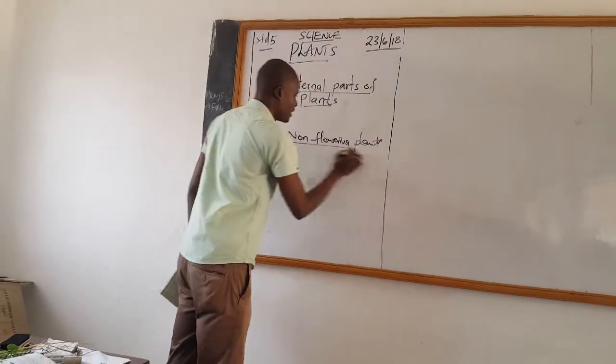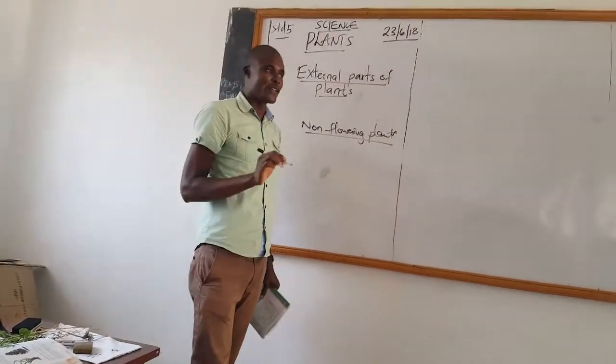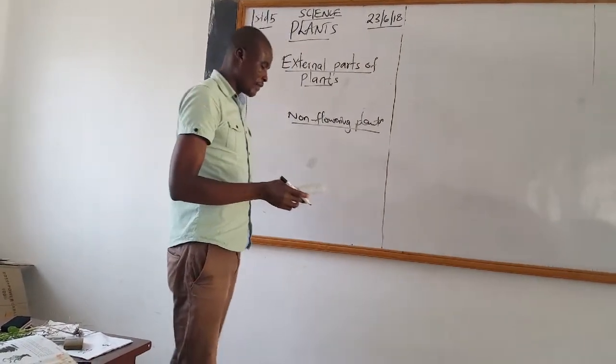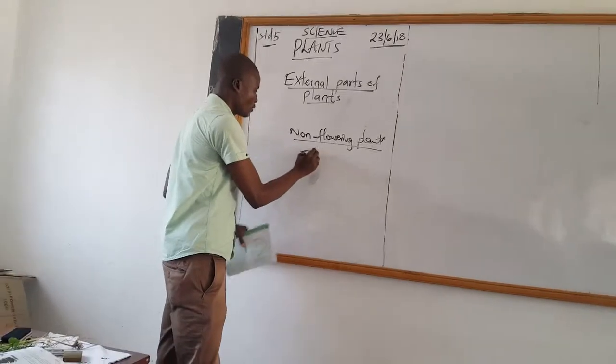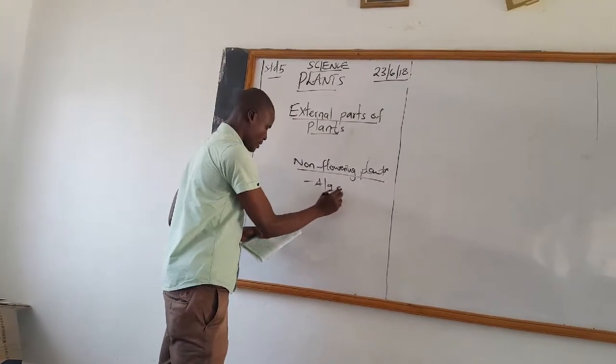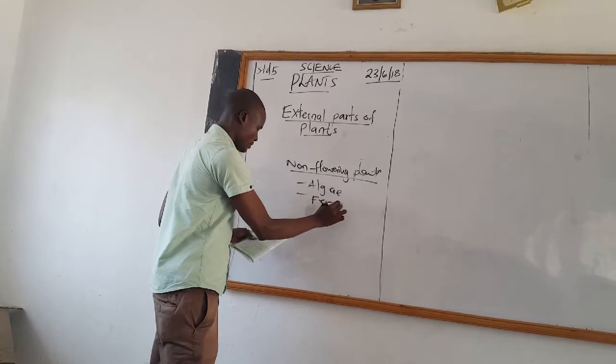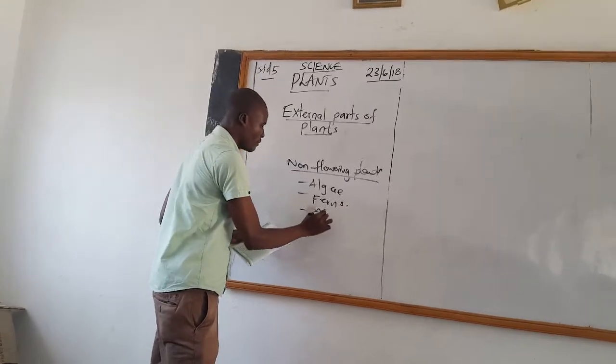these are plants that are green. They are under green non-flowering. They are green, but they don't have flowers. And we talked of, the first one was algae. Algae is number one. Then we also have fern. And then we have the moss.